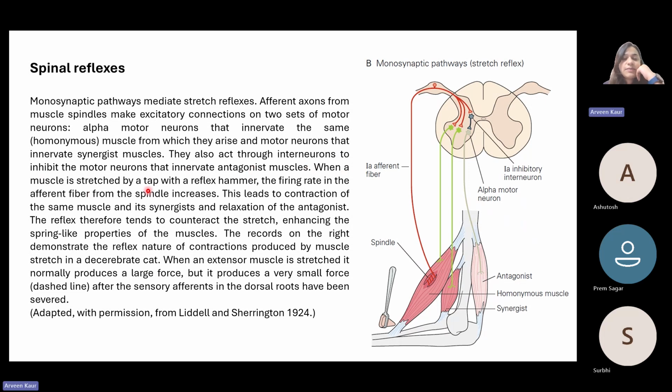When a muscle is stretched by a tap with a reflex hammer, the firing rate in the afferent fiber from the spindle increases. This basically leads to contraction of the same muscle and the synergist and relaxation of the antagonist, as seen over here. The reflex, therefore, tends to counteract the stretch, enhancing the spring-like properties of the muscle. The records on the right demonstrate over here, right? Sorry, I have not kept that image of these records, so you can skip that part.